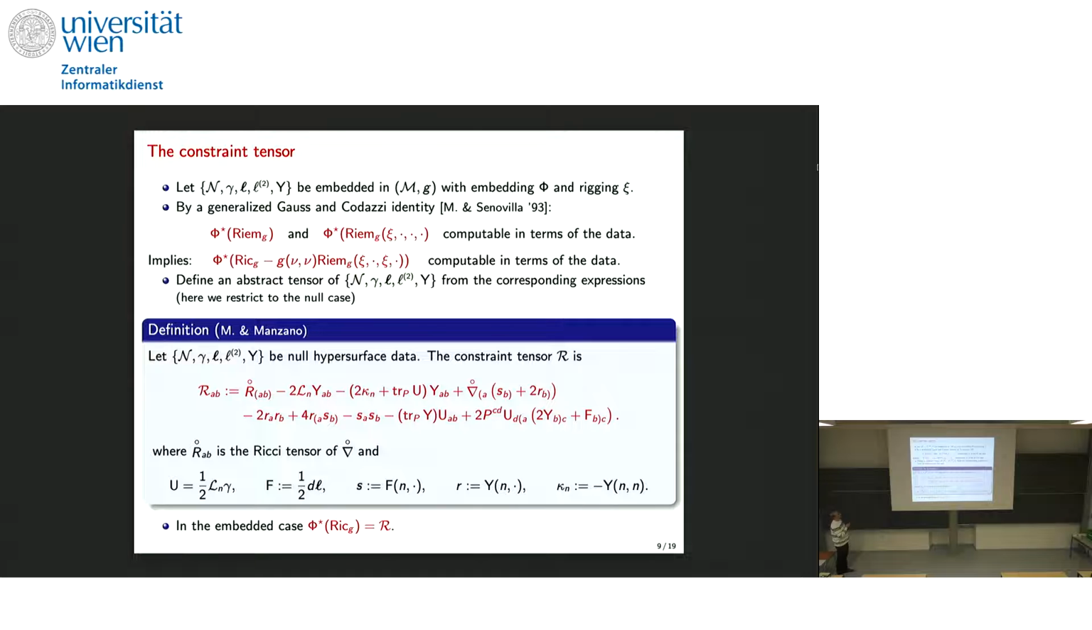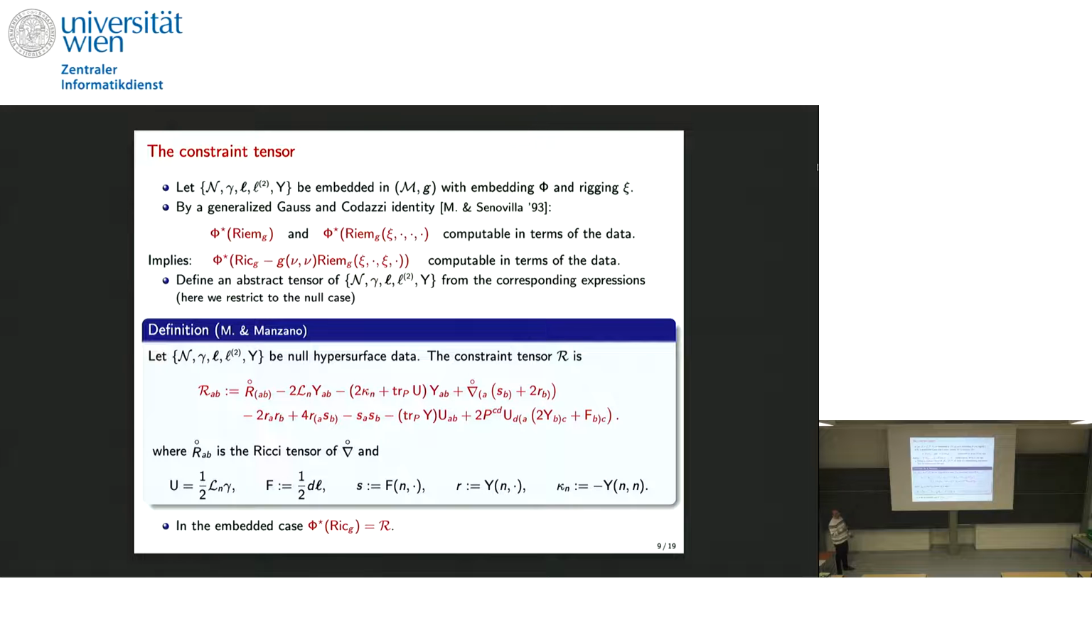Now, from these two tensors, you can do certain contractions, and it turns out that this combination is also computable in terms of the data. This combination is interesting because it has something which is transverse, transverse, tangent, tangent, but it's multiplied by the square norm of nu, and nu was the normal vector. So when the normal vector is null, and therefore the hypersurface is null, this term is 0, and what this is telling you is that the tangential components of the Ricci tensor can be computed in terms of the data.